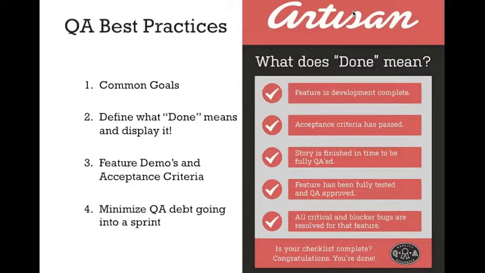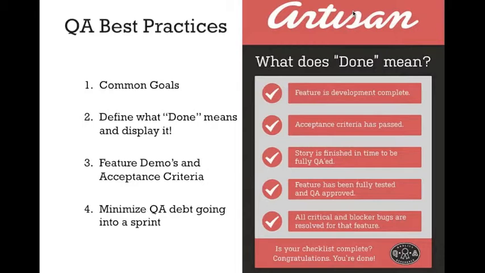Having these feature demos right when the development is done helps iron out all those problems right from the start. It identifies all things that you can help resolve in a timely fashion to get the feature out the door. The same thing with acceptance criteria. Before development even starts, if you have this list of acceptance criteria to start from, the developers know what to work through, QA knows exactly what to test, and the business has given you the criteria that they're looking for, so you know that it will meet their needs.